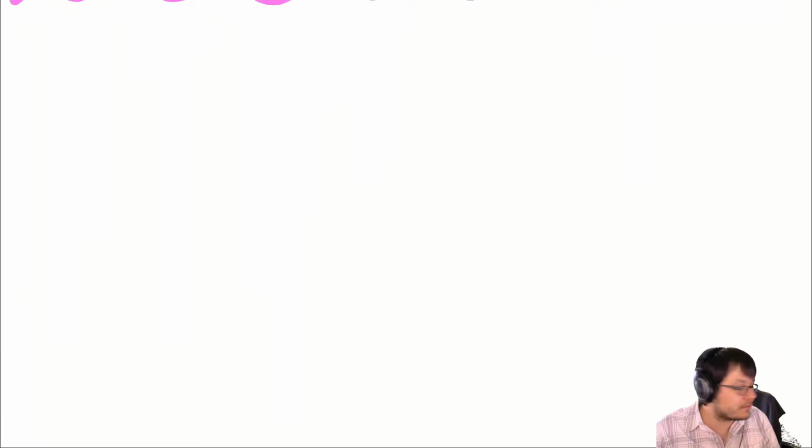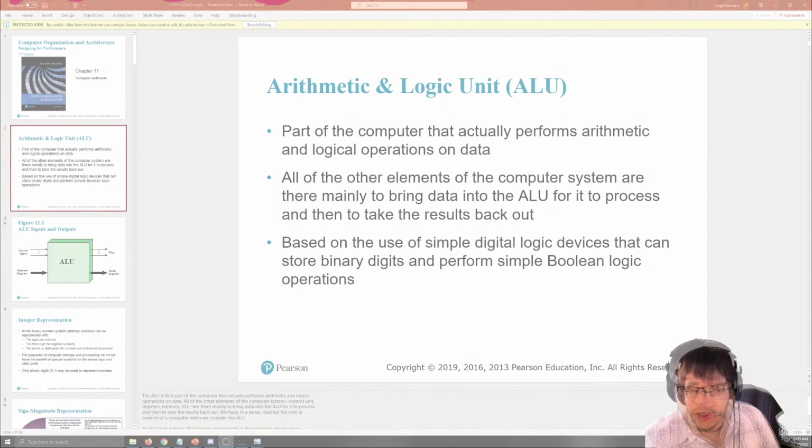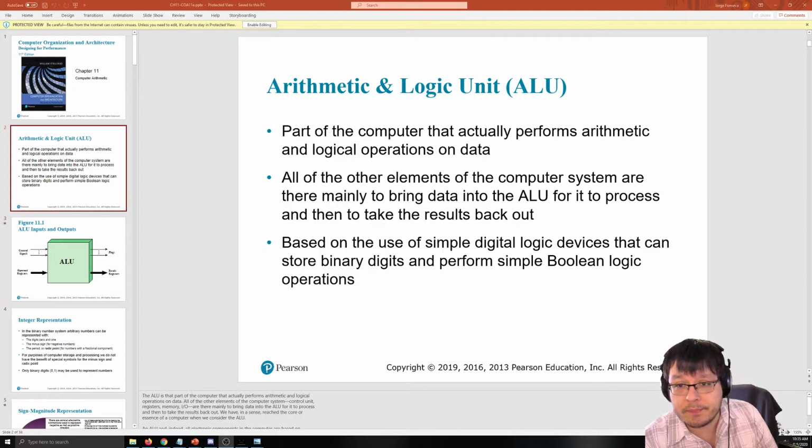Before we jump into computer arithmetic, in section 11.1 they introduce the ALU, which we have talked about before. What is the ALU? It is the Arithmetic and Logic Unit, the part of the computer that actually does the math. It's not complicated math, because at the end of the day it's all logic gates: AND, OR, and NOT gates, or other variations derived from those three gates.